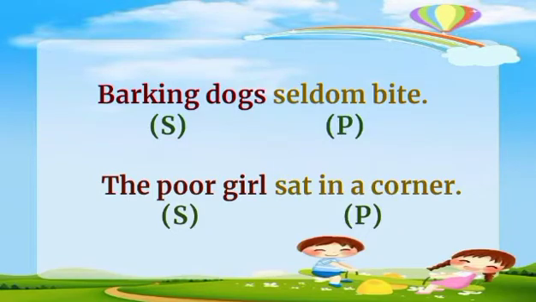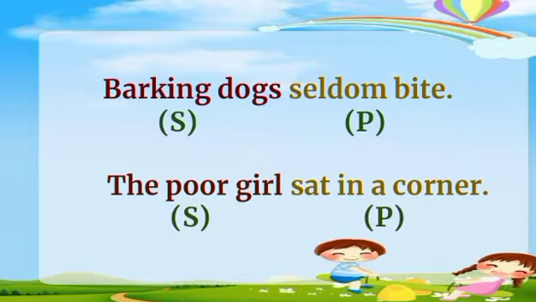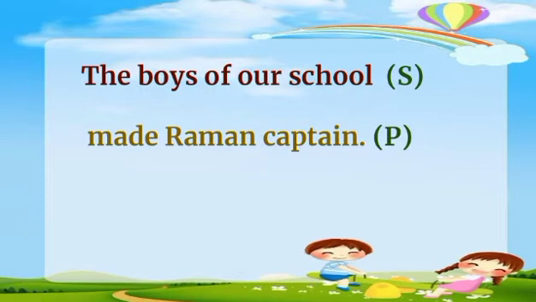Barking dogs seldom bite. Here, barking dogs is a subject, seldom bite is a predicate. The poor girl sat in a corner. Here, the poor girl is a subject, sat in a corner is a predicate. The boys of our school made Raman captain. Where the boys of our school is the subject, made Raman captain is a predicate.